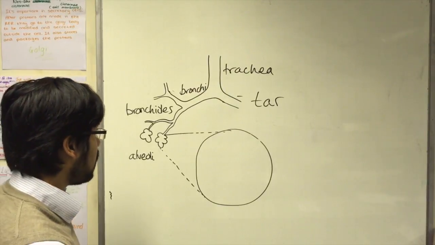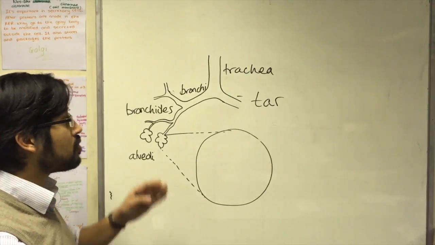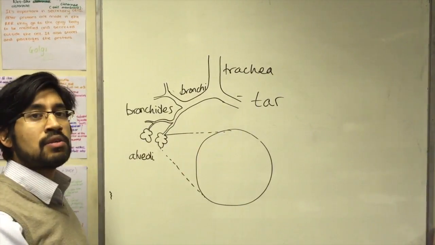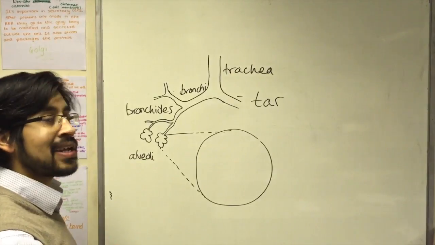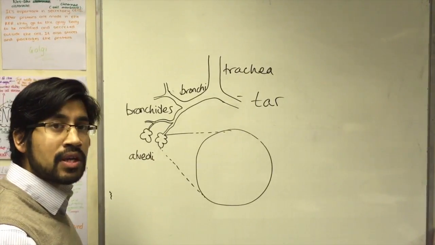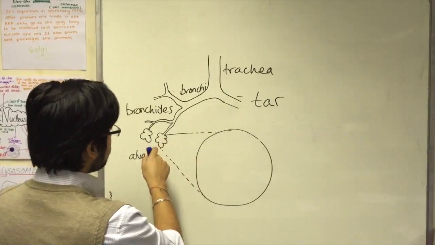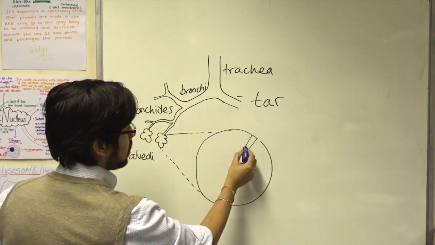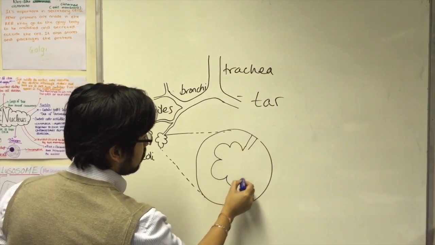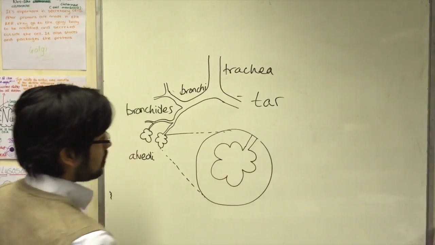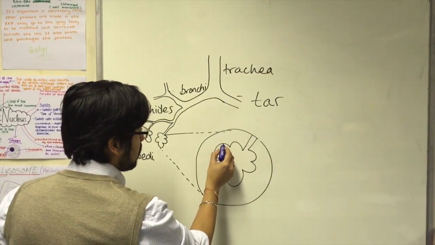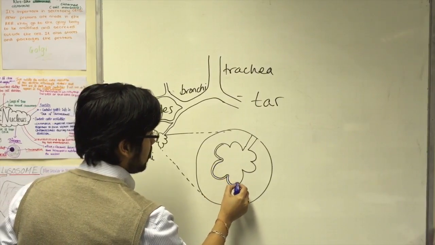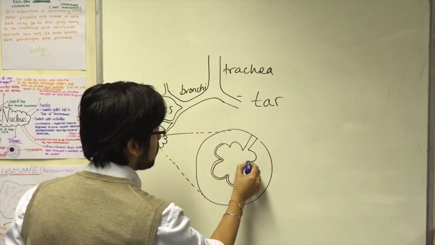the alveoli. Now what we're going to look at very briefly before we look at the effect of tar is how the normal gas exchange process works. Very briefly, you do need to have a general understanding of this. You should have covered it in GCSE. So I'm just going to zoom in on one of these alveoli. That's the bronchiole right there, and the alveolus there. Remember, this is a single layer of cells, making a short diffusion pathway for gases.